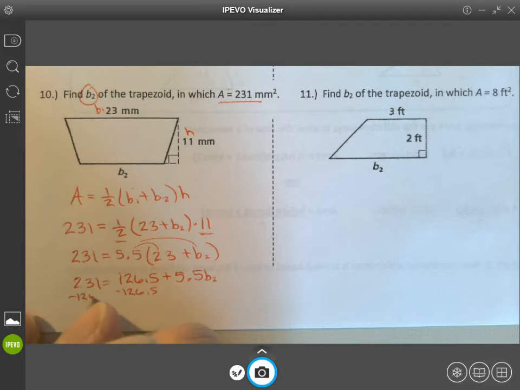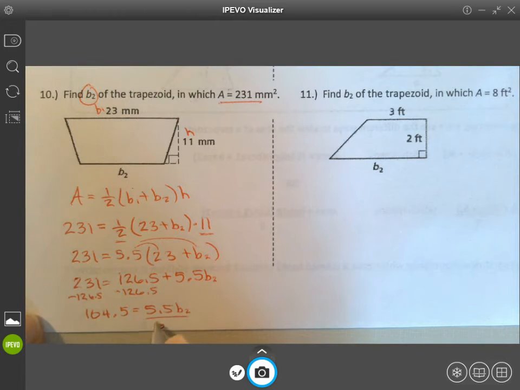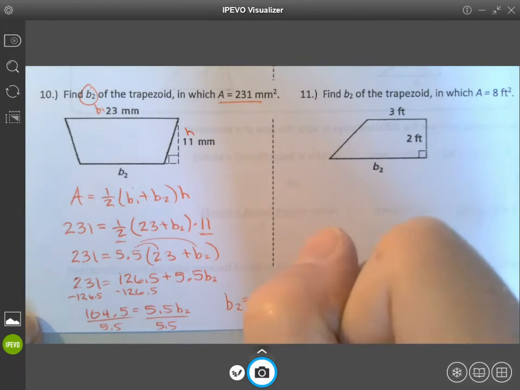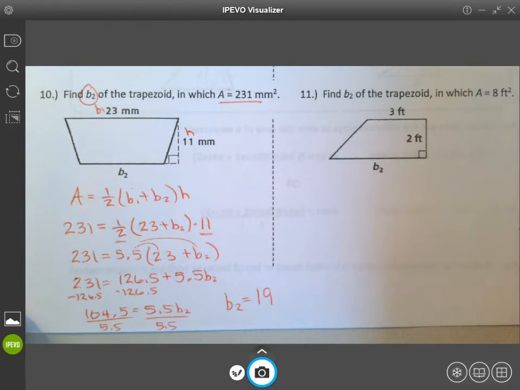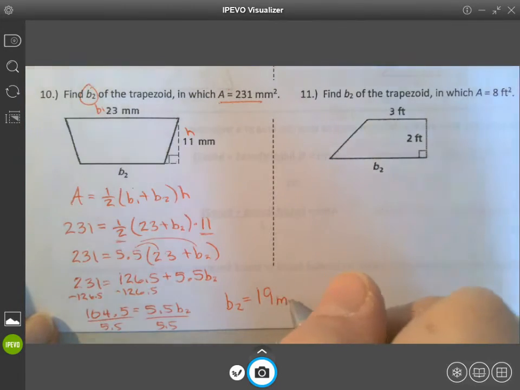All right. Check my math. I get 104.5 equals 5.5 B2. And then what? Divide both sides by 5.5. Yep. So B2 equals, I think it works out to be a nice 19. What would my label be? Millimeters. It would just be millimeters. It's not millimeters squared.